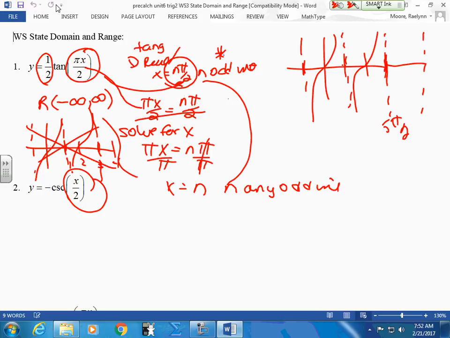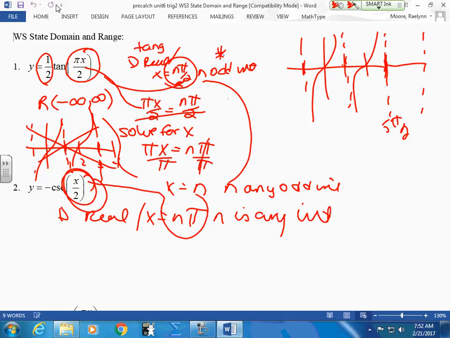This guy, what is the domain for cosecant? All real numbers except what? N pi, where n is what? Any integer. All I want you to do is this. Set this equal to this, cross multiply and bring down this qualifier, and find the range. That's all I want you to do.